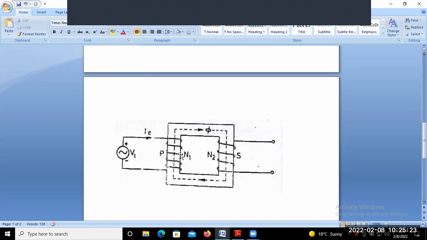Number of turns times the current flowing in the coil. It is equal to N I. That is the MMF.